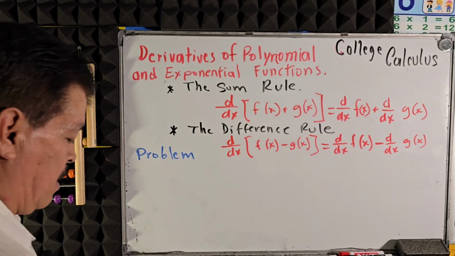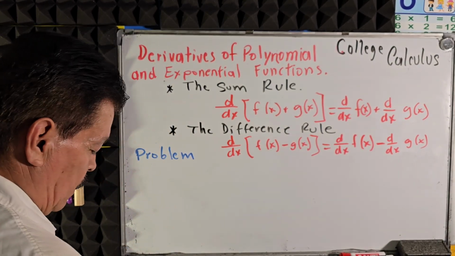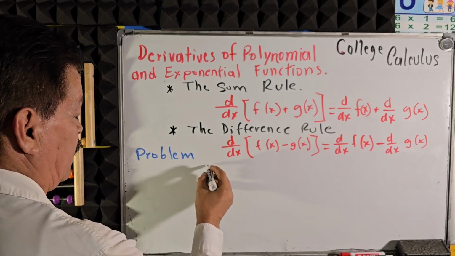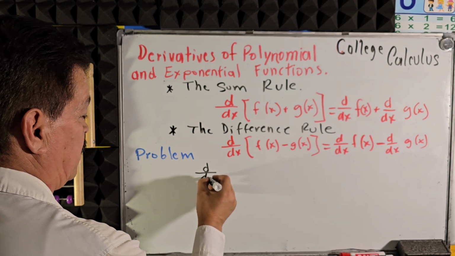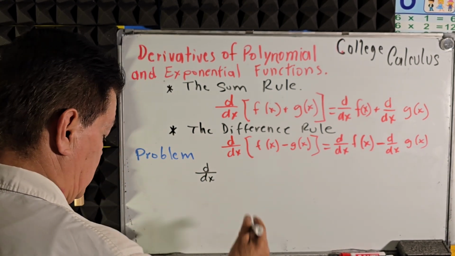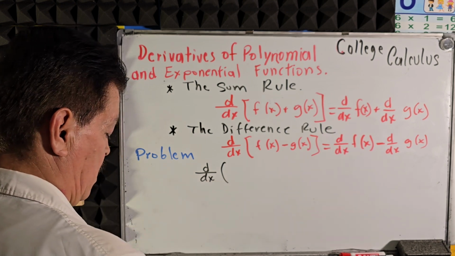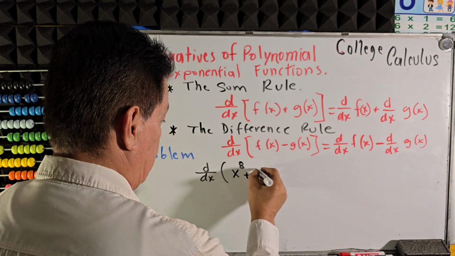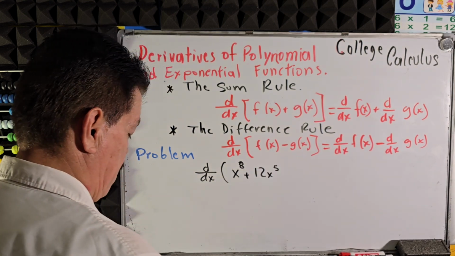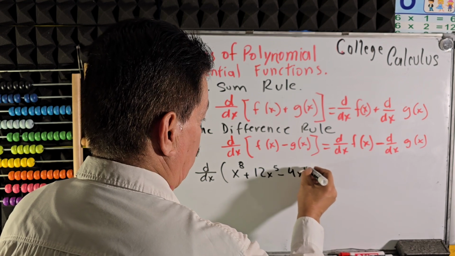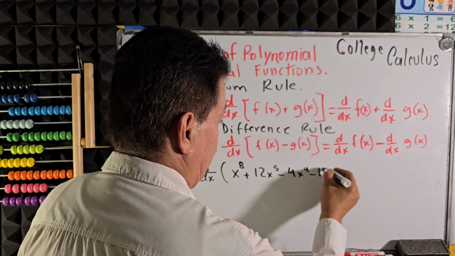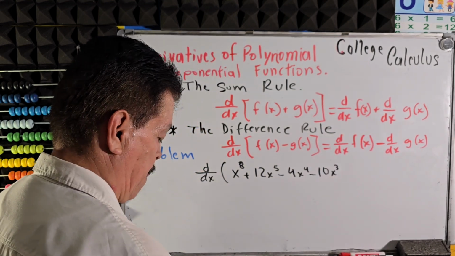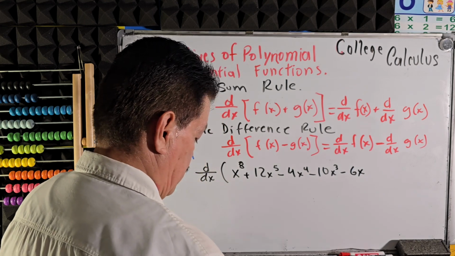And write a problem. I'm going to hopefully get enough space right here. d divided by dx. So this is our problem here. Let me look at this. We have x to the 8th power plus 12x to the 5th power minus 4x to the 4th power plus 10x to the 3rd power minus 6x plus 5.